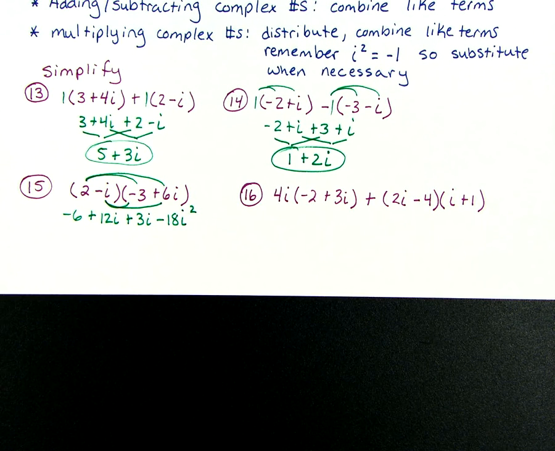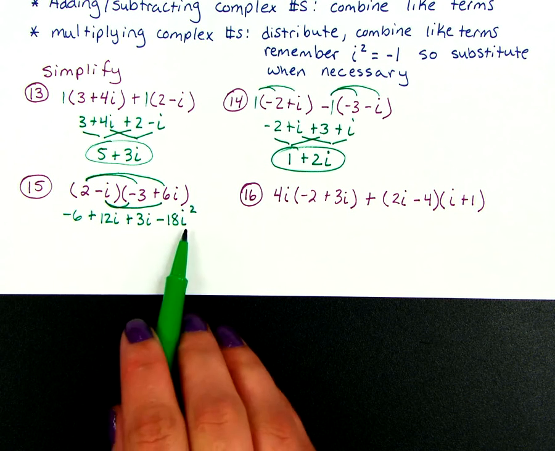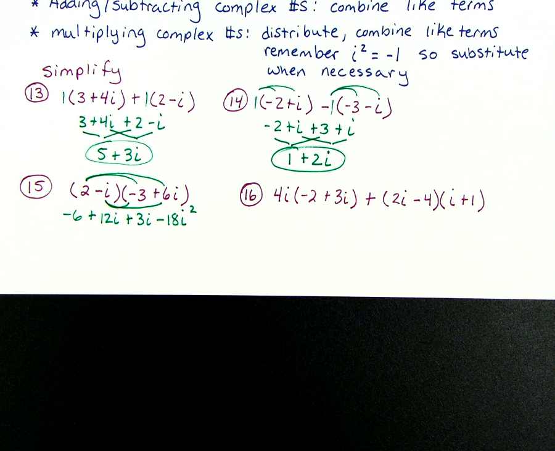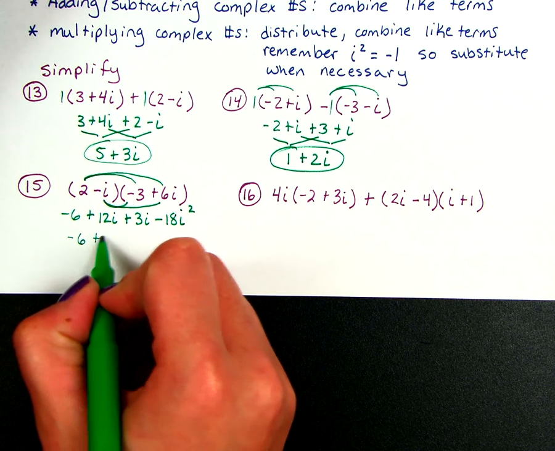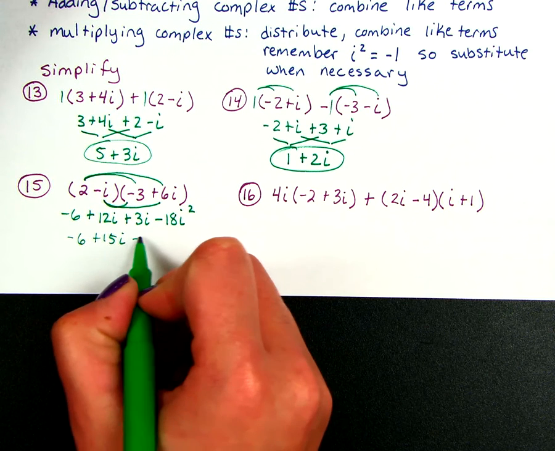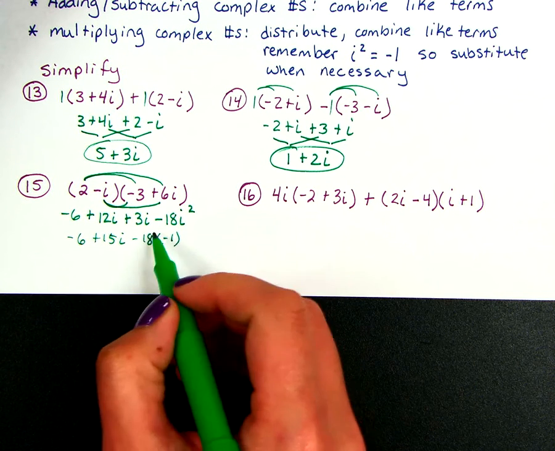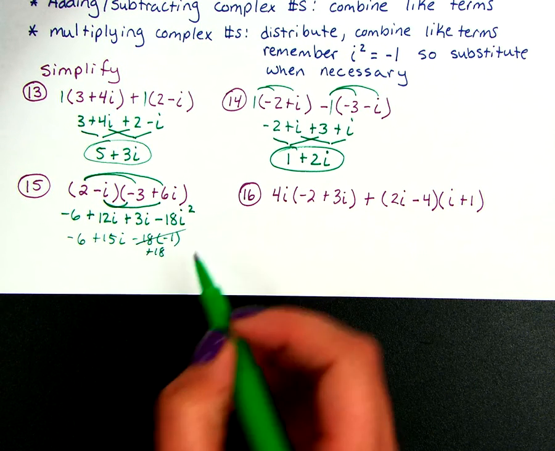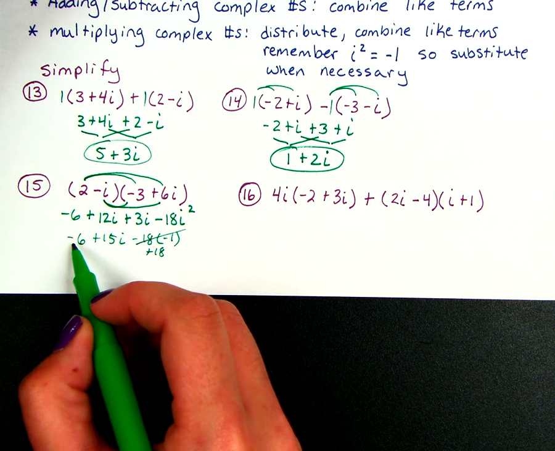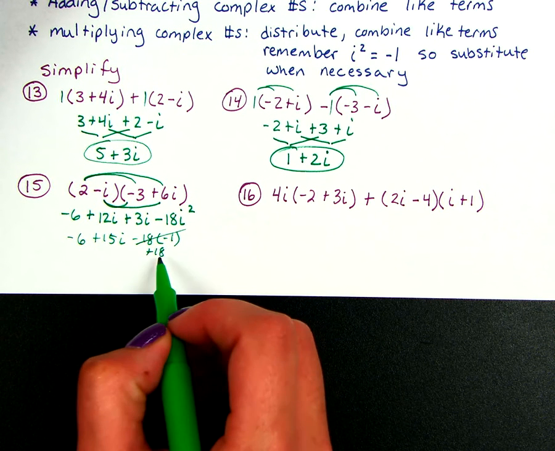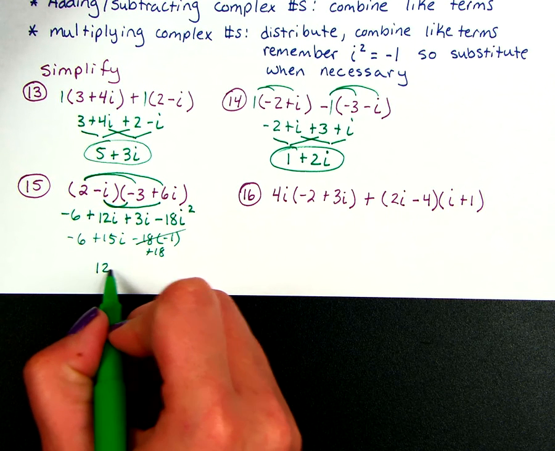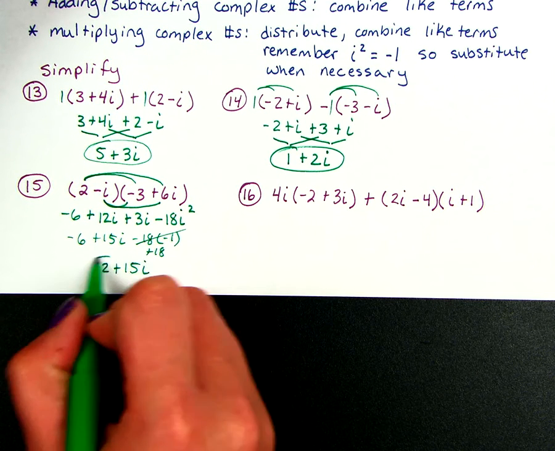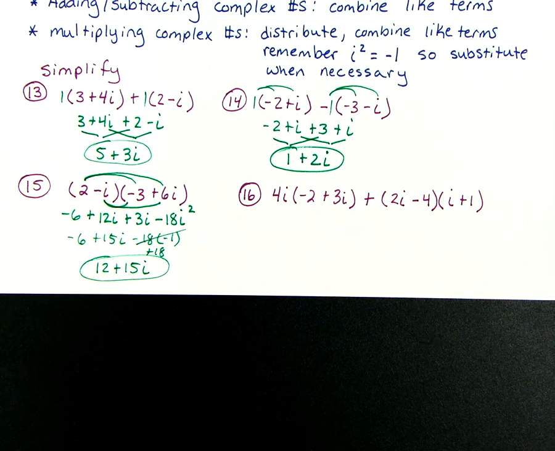So we're going to combine like terms, and since we have that i squared, we need to substitute in a -1 for the i squared for it to be considered simplified. So we would have -6 plus 15i, and then we have -18 times -1, so that's really just going to be a positive 18, which means that I can now combine that with -6. So -6 plus 18 is a positive 12. So I'm going to have 12 plus 15i as my final answer for this problem.